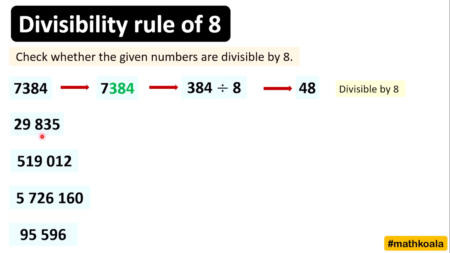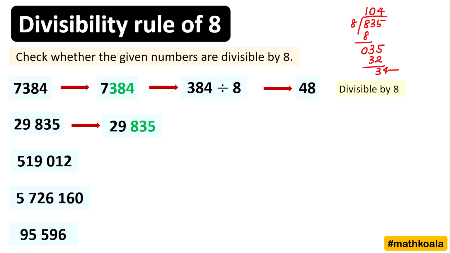Next number is 29835. Last three digits of the number is 835. According to the rule, we can divide 835 by 8. 8 times 1 is 8. 8 minus 8 is 0. 3. There's no 8s in 3. 35. 8 times 4 is 32. 35 minus 32 is 3. The remainder is 3. So, 835 is not divisible by 8. Therefore, 29,835 is not divisible by 8.